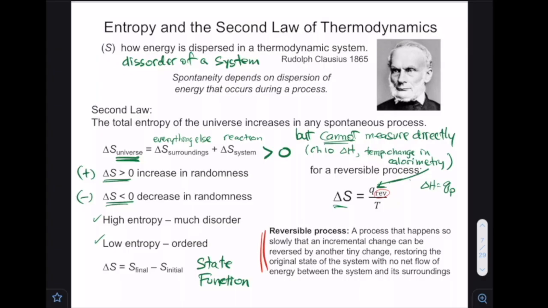But for our purposes, we're going to consider that the enthalpy at constant pressure here, so the Q, divided by the temperature of that system, we can use that to calculate what delta S is. And we'll be using that for some examples.